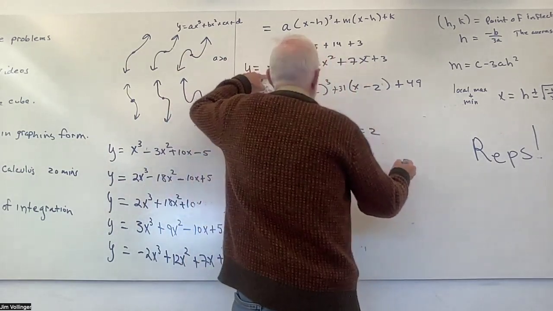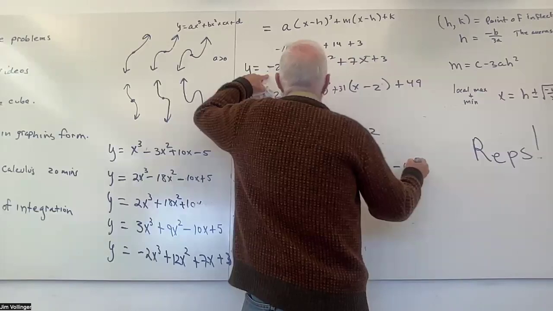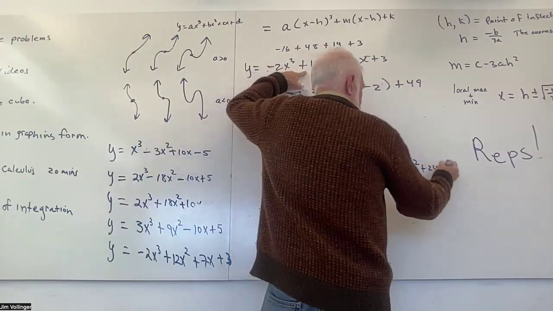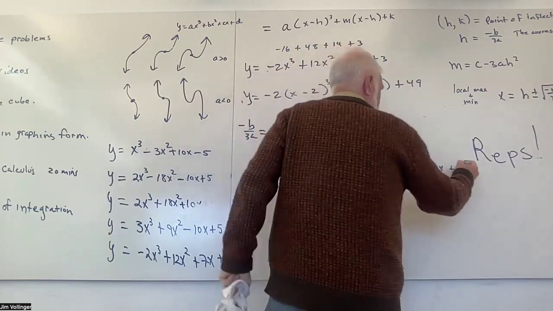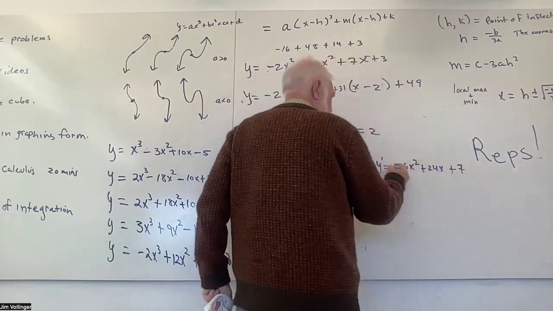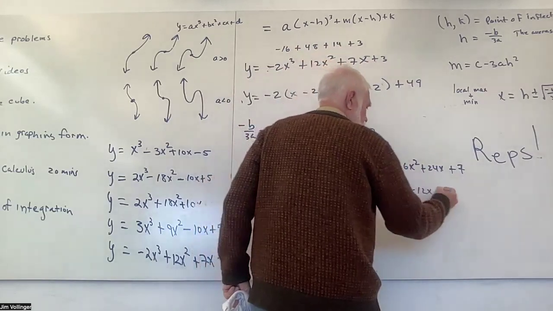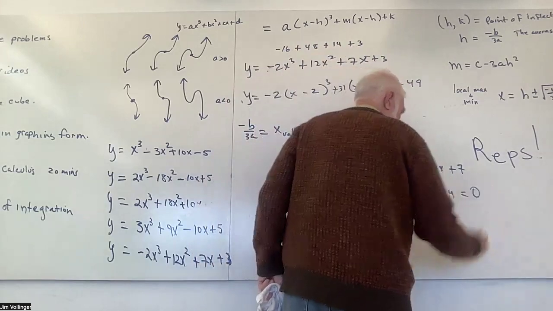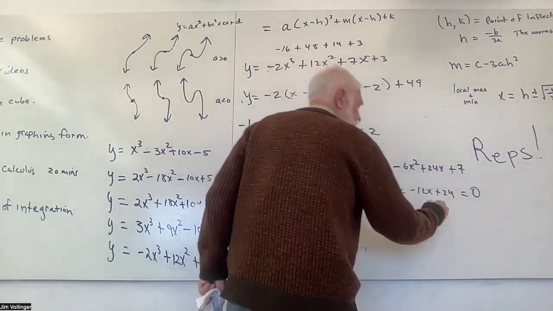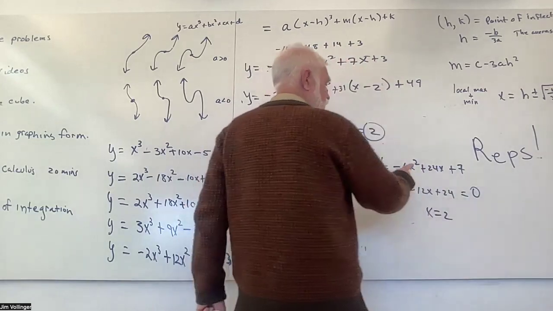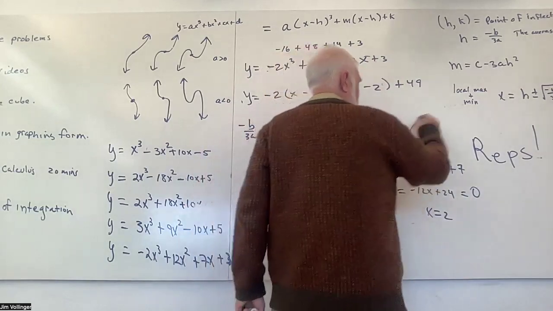So take the derivative of this, get you minus 6x squared plus 24x plus 7. That's your first derivative. Take your second derivative, which is minus 12x plus 24. When does that equal 0? That's when you're changing concavity. And we can see x equals 2 validates this. Okay, and if we put 2 in here, we should get a maximum, right?